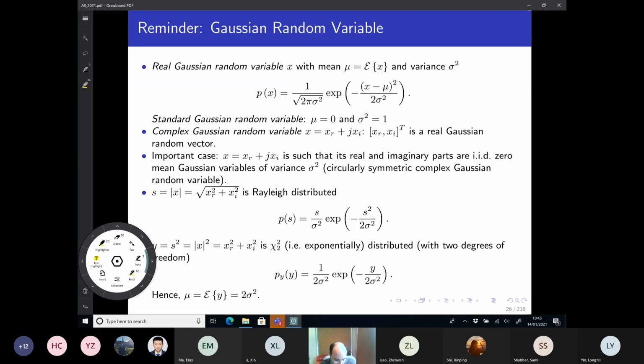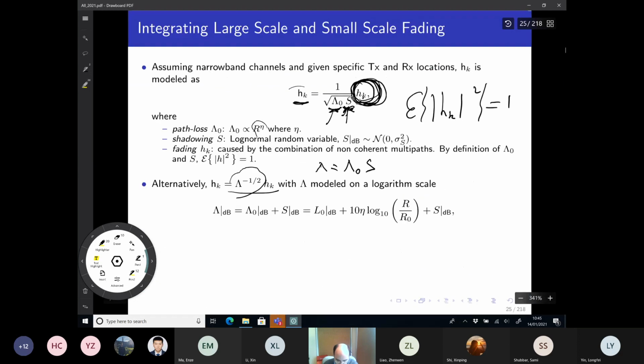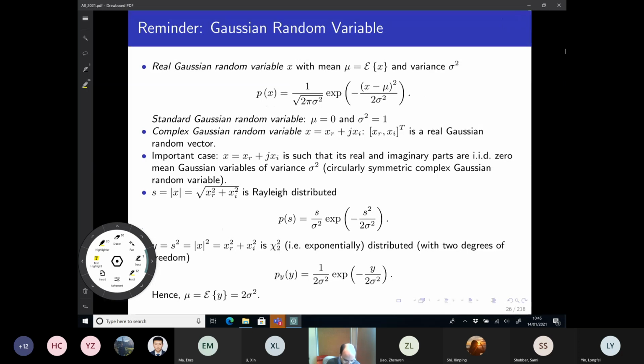Good. So let me give some reminders about some fundamentals of probability, because we're going to use this to model this h of k, and you will see this in a minute. We're going to use a complex Gaussian random variable to model h, and that means that the magnitude of hk here will be Rayleigh distributed. And so I just want to remind you of these kinds of things.